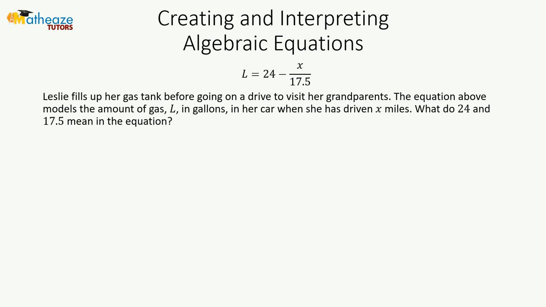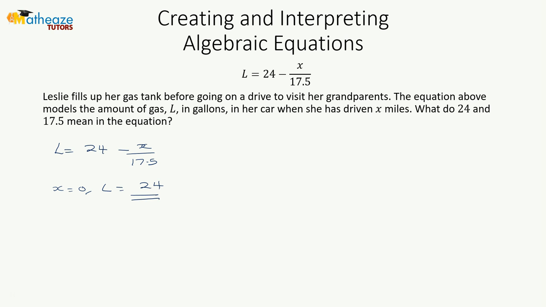Now let's look at a final example. So Leslie fills up her gas tank before going on a drive to visit her grandparents. The equation above models the amount of gas in her car when she has driven X miles. What do 24 and 17.5 mean in the equation? So we're told that L is 24 minus X over 17.5. Now, X is the number of miles. So let's look at this. If she hasn't driven at all, X is going to be 0. So when X equals 0, L is 24.